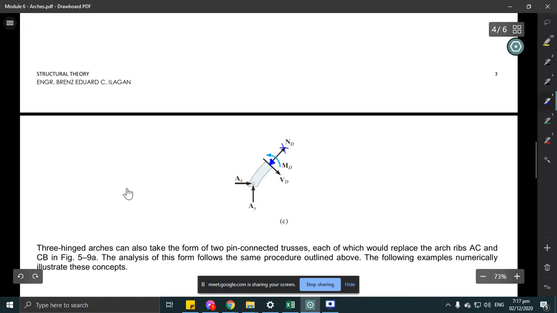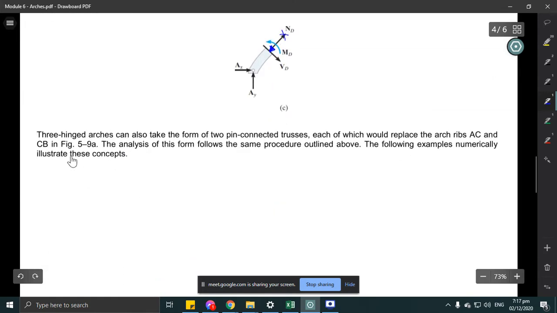Okay? So, the three-hinge arc can also take the form of two-pin connected trusses. So, ito yung two-pin connected trusses. So, meron akong example, yung pangalawang example, each of which would replace the arc ribs AC and CB in figure 5-9A. The analysis of this form follows the same procedure outlined above. And then the following examples numerically illustrate these concepts.